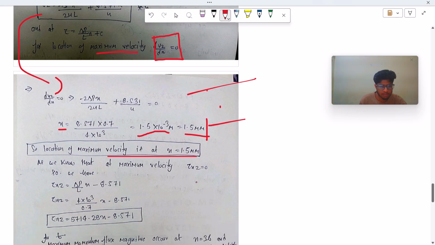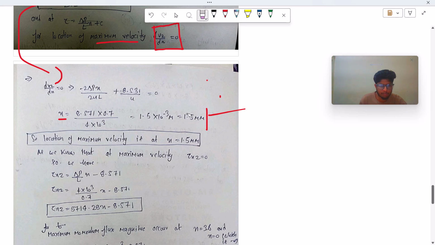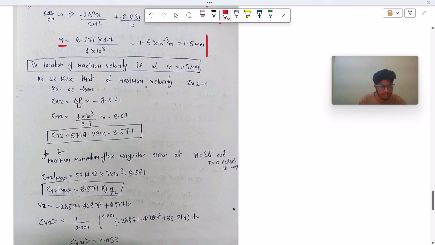And now we have to find our equation for shear stress. At maximum velocity we have tau xz equal to 0, and our equation for tau xz is delta p upon l into x plus C1. The value of C1 is minus 8.57. So we get our equation for shear stress as this. After further substituting the values and calculation, we get tau xz equal to 5714.28x minus 8.57.